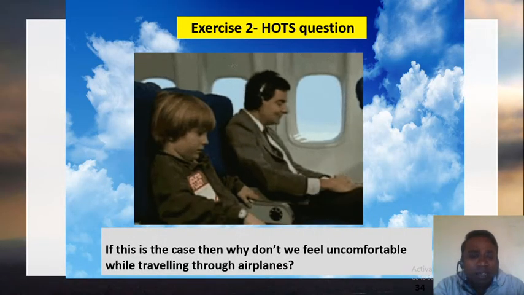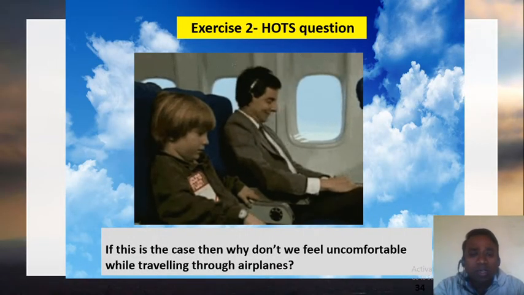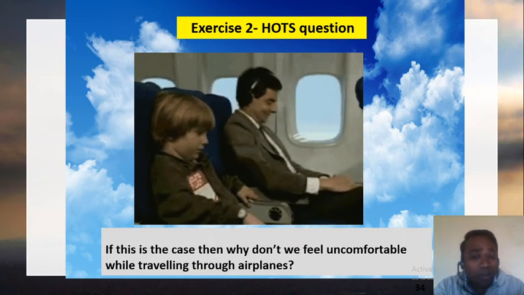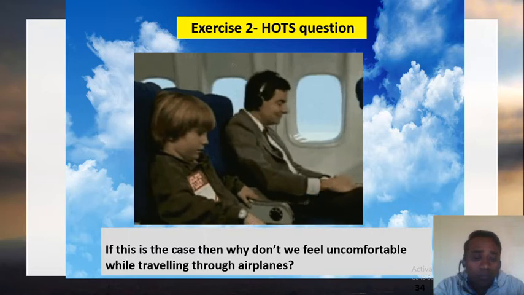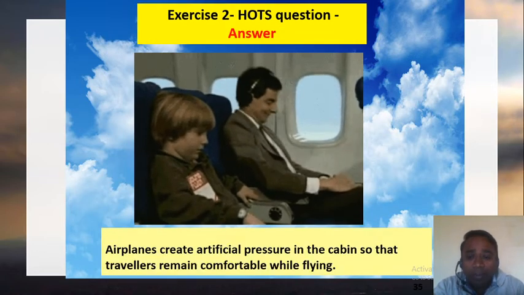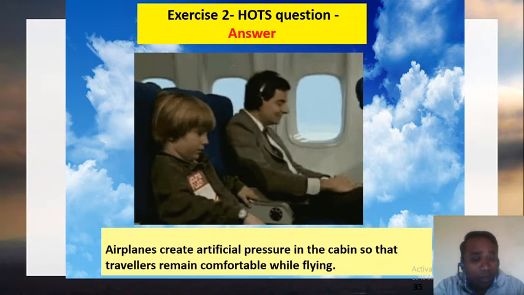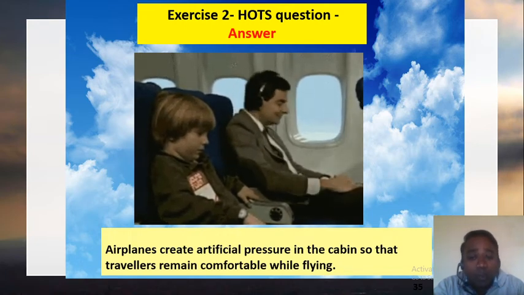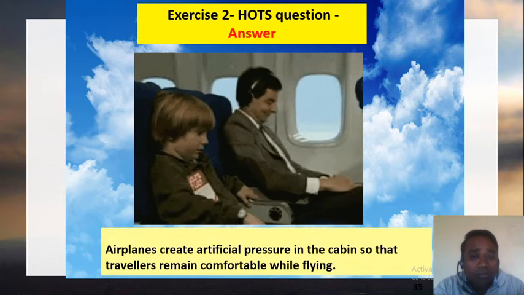Now, if we have less oxygen at higher altitude, then why don't we feel uncomfortable while traveling in an aeroplane? The reason is that an aeroplane creates artificial pressure in the cabin so that the travelers remain comfortable while flying. Otherwise, people would not fly in aeroplanes.